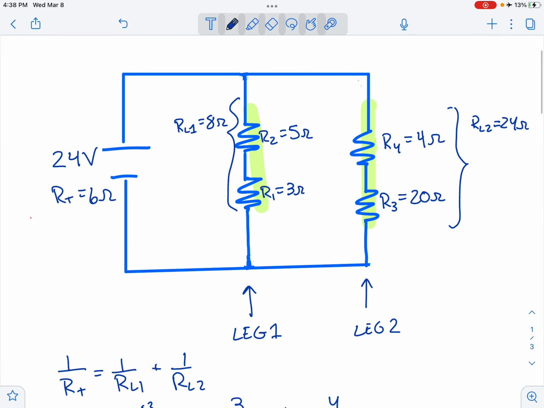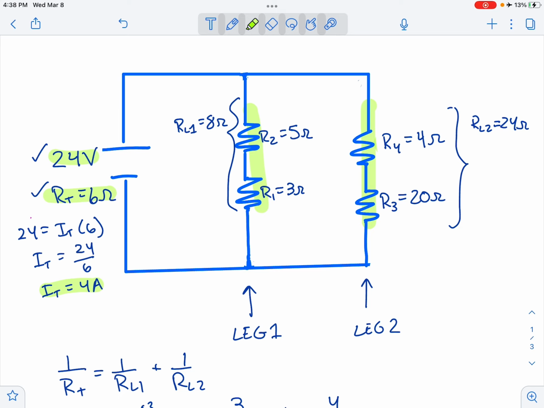So now we have a VT, an RT, and we can solve for IT. So we can say VT, which is 24, is equal to IT times RT, which is 6. To get IT by itself, we have to divide both sides by 6. So IT is going to be 24 over 6, which is 4 amps. So now we have IT, RT, and we were given VT. Okay, so we know that the total current in the system is going to be 4 amps.